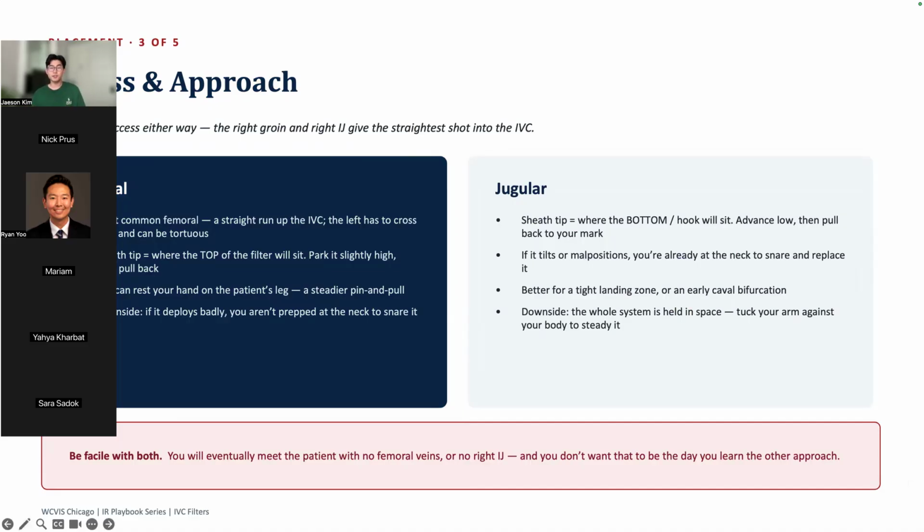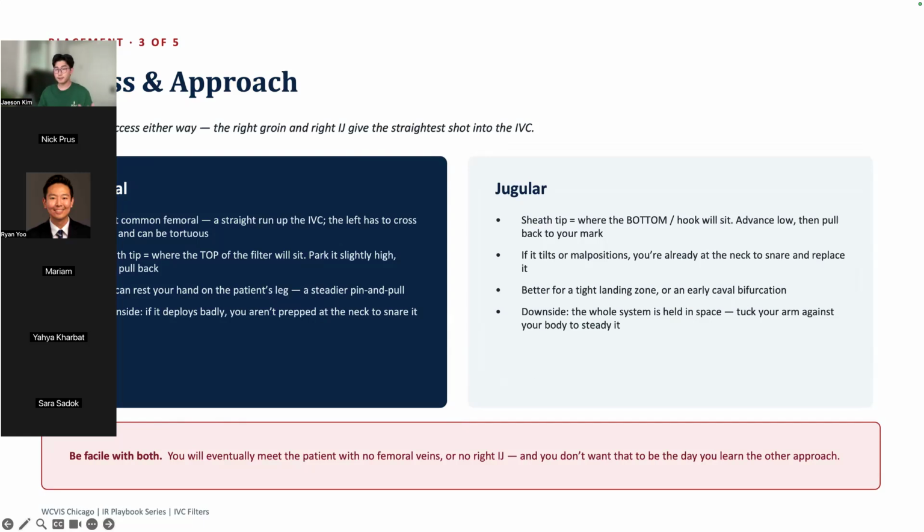A nice advantage that Dr. O'Neill mentioned in the podcast is that you can rest your hand on the patient's leg, which steadies your movement as you're placing the filter. The only downside to this access approach is that if the filter comes out looking a little wrong or it gets tilted, you're not set up at the neck, where usually the hook is, to fix it easily.